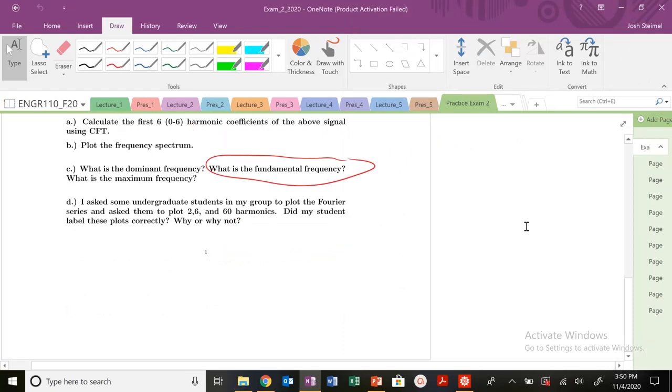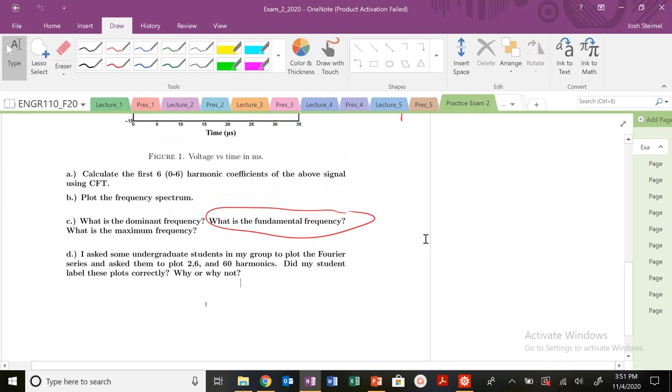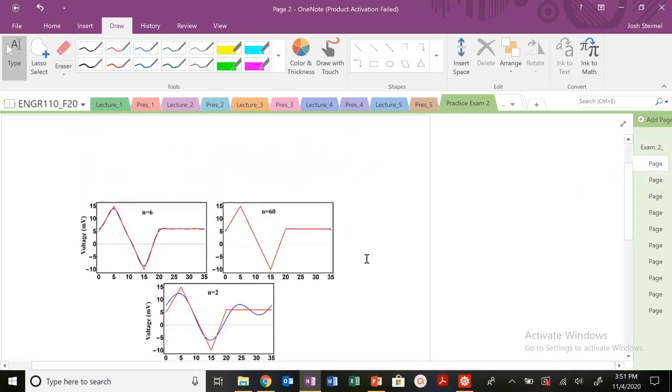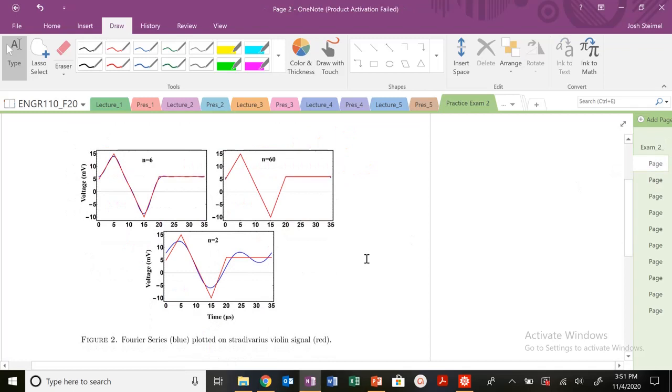So now we're asked to figure out this last problem. So we've figured out dominant frequency. It's that maximum frequency. Your dominant frequency is also my fundamental frequency. And now I asked some undergraduates in my group to plot the Fourier series and to plot 2, 6, and 60 harmonics. Did they label them correctly? So we know that as we increase the order of harmonics, we should get a tighter fit. So this is the worst fit.